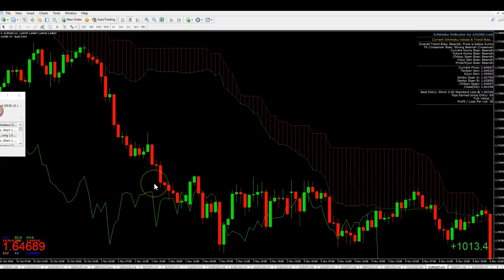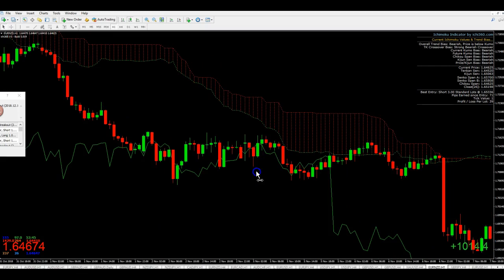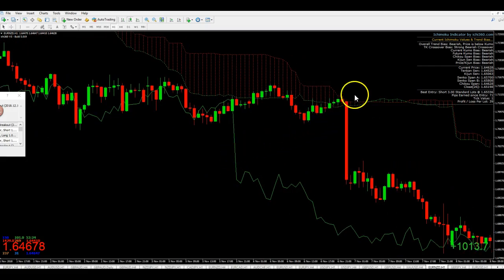Now ask, at what point would you have come out of the trade? To be honest with you, because the Kumo future remained bearish, there was no way I was going to come out unless I saw that the price was going to break through the upside, which obviously would have indicated a reversal. And obviously, if it was to break out, I would have come out.